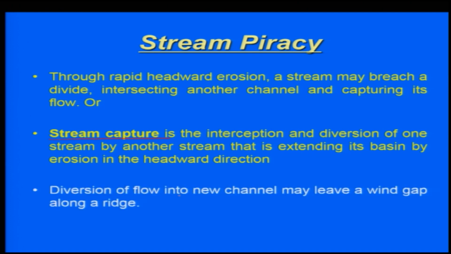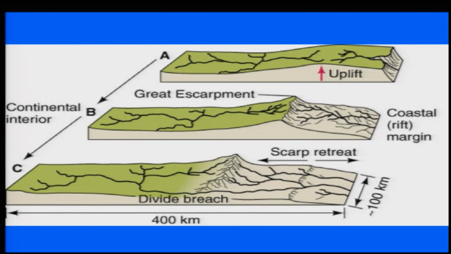So diversion of the flow into a new channel may leave a wind gap along the ridge. So one can look at the wind gaps if they are available. So suppose you have an uplift going on here. So this is basically the drainage divide over this part, and as we were saying, the drainage will evolve in the headward direction. Okay. So the time will come when it will breach and try to capture the whole drainage from the side.